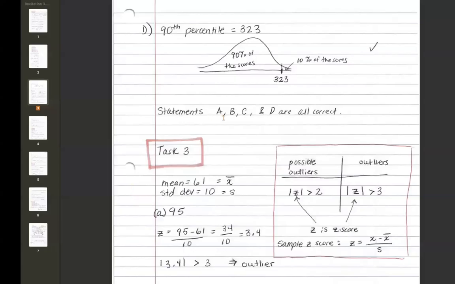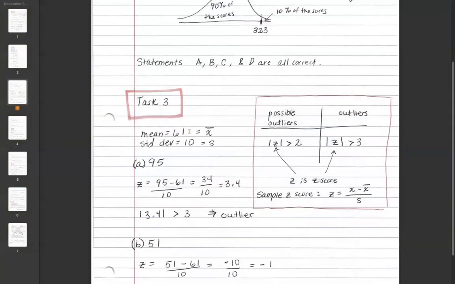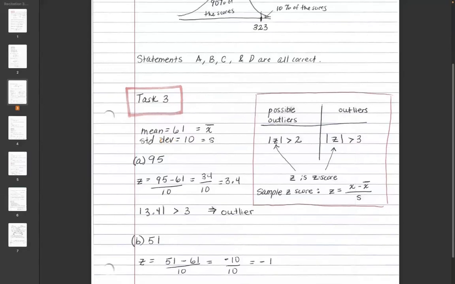Here I wrote out the information that we had. We were given that the sample mean is 61, which is also x bar. The standard deviation of the sample is 10.